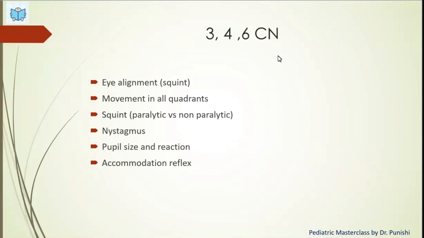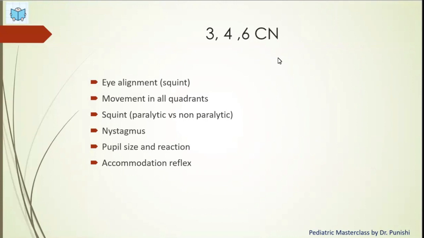Now, how to differentiate whether the squint is paralytic or non-paralytic? So there are a lot of tests like the cover, uncover test, etc. But the easiest way to assess is if the eyes are moving in all the four quadrants. Okay, then most likely it is a non-paralytic type of squint, which is anyways the most common type of squint that you see in a case of CP. So if the child has squint, but the eyes are moving in all the directions or all four quadrants, then the squint is called non-paralytic squint.